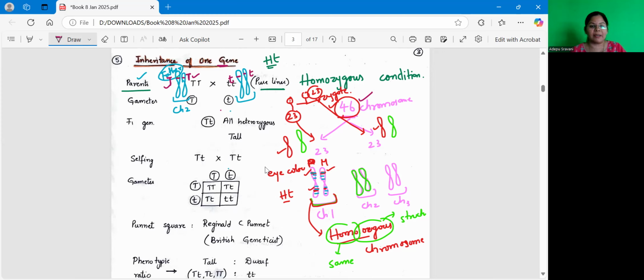Okay, I'll give you some time. Now, pure lines. How do you get pure lines? See, we get pure lines when you repeatedly self-cross any pea plant, any plants, for several generations.